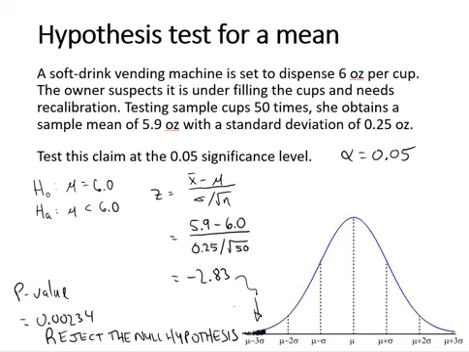Okay, so because we reject the null hypothesis, we could say that we do have evidence to substantiate the claim that the mean is in fact less than 6 ounces.